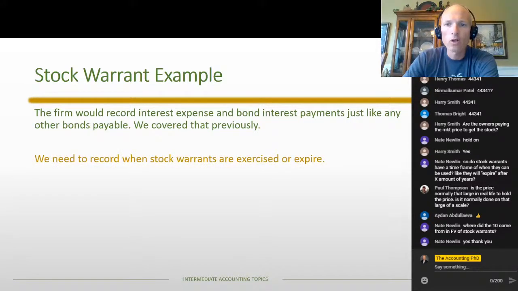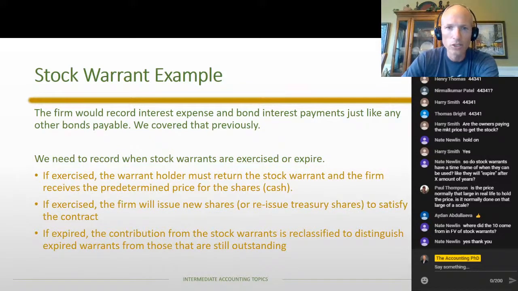So when the stock warrants are exercised or expired, that's the next thing that's going to prompt journal entries. There are no adjustments, no interest payments, nothing like that. Basically, we have these warrants sitting out there, and either they're going to expire at some point or they're going to get exercised at some point. Those are really the only two options that we have. All right, so we'll digest this.